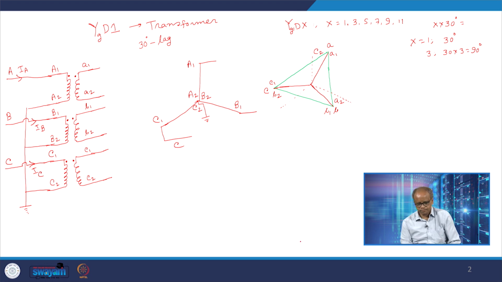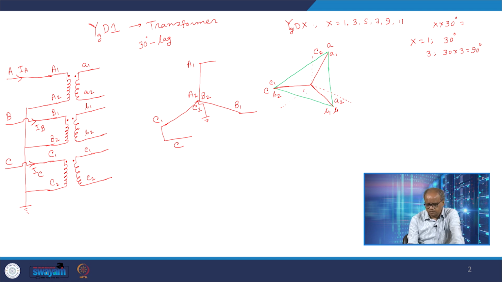So this is the vector diagram at the delta side, which shows that the delta side phase A voltage, although it does not exist physically, because on the delta side we actually get the line to line voltage, but because it is YgD1, it shows that this phase A voltage at the delta side, even though it is virtual, is lagging the phase A voltage at the star side by 30 degrees, and accordingly phase B and phase C. So this completes the phasor diagram at the delta side.